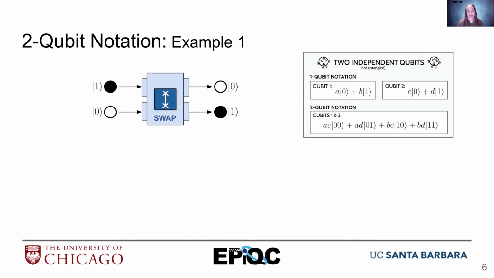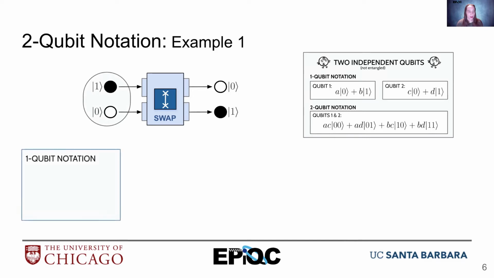Okay, so let's take an example. Let's imagine we're doing this swap operation, which we already know how to do with visual representation. So it's nice to have it there to check our work. So the first thing we need to do is put it into our qubit notation. So we have these 2, and in 1 qubit notation, the black ball has a 100% chance of being a 1 and a 0% chance of being a 0. And the white ball has a 100% chance of being a 0 and a 0% chance of being a 1.